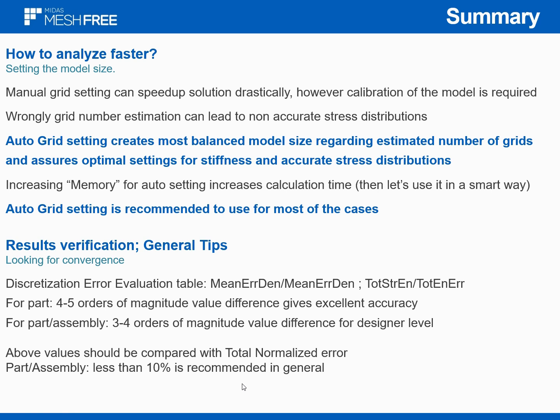So if you want to be sure what is the accuracy level of your model, as I said, 4 or 5 orders of the difference will give you excellent accuracy for the part. For assembly, it will be almost the same. Generally, if this ratio is higher, then the accuracy is also higher. And all of values should be compared with total normalized error, and the general rule of thumb is that less than 10% is recommended for designer purposes. So that's the approach that we are using.